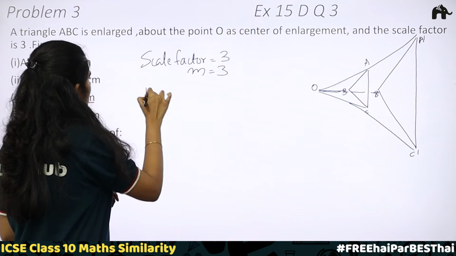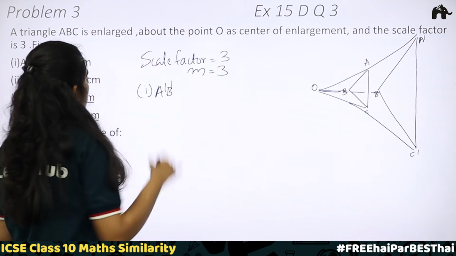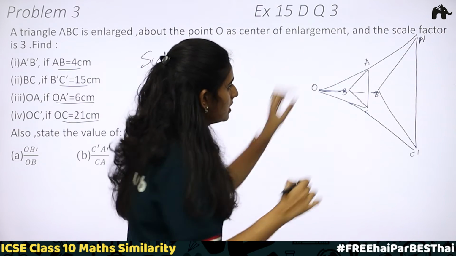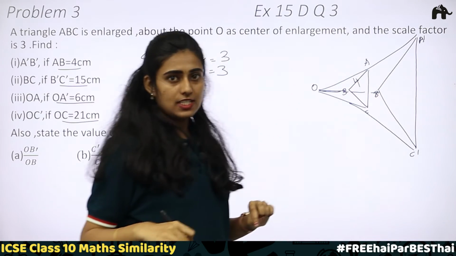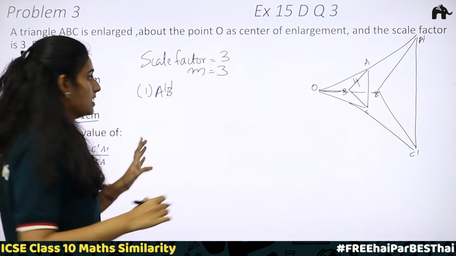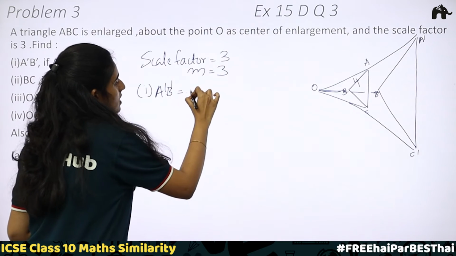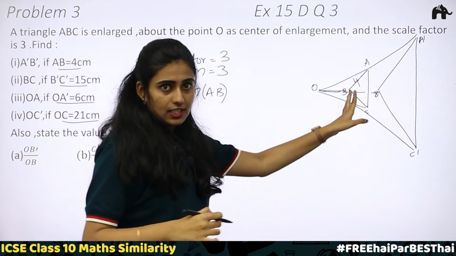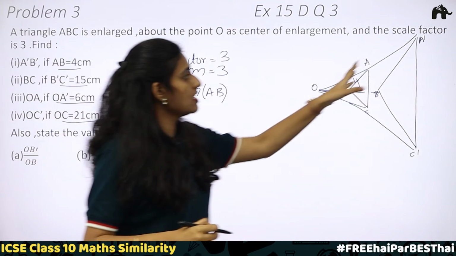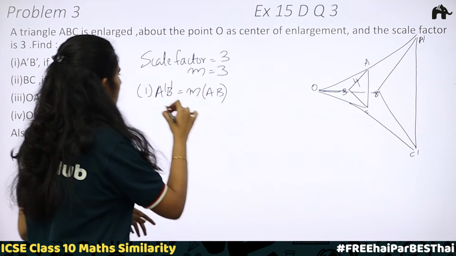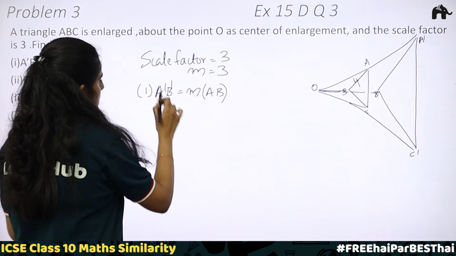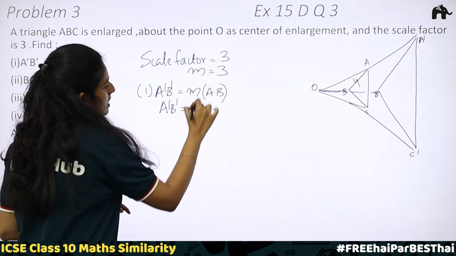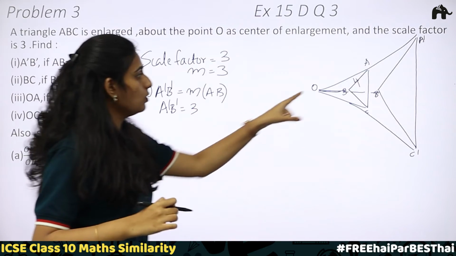For the first question, we need to find A dash B dash if AB is equal to 4 centimeter. AB is this part. If it is equal to 4 centimeter, what is A dash B dash? We have A dash B dash is equal to scale factor M into AB. AB is the side of the original triangle and A dash B dash is the side of the enlarged triangle. Now, in order to find A dash B dash, we can put the values. A dash B dash will be equal to M is equal to 3 and AB is equal to 4 centimeter.